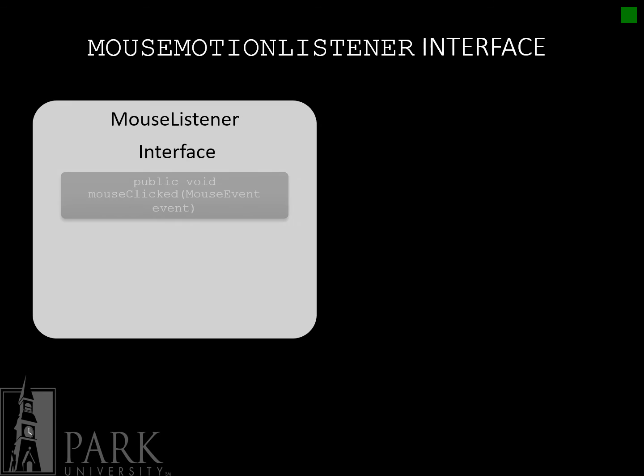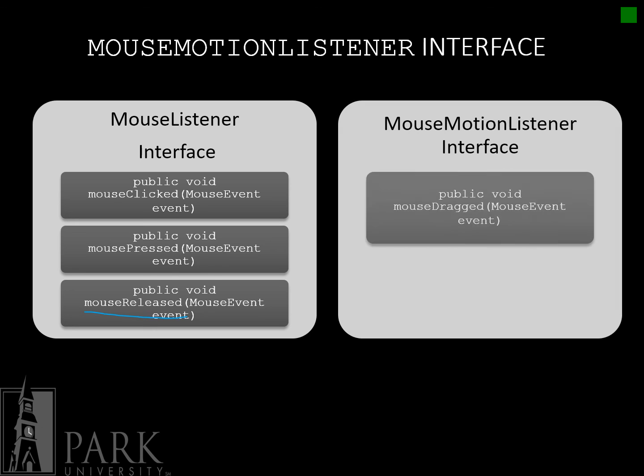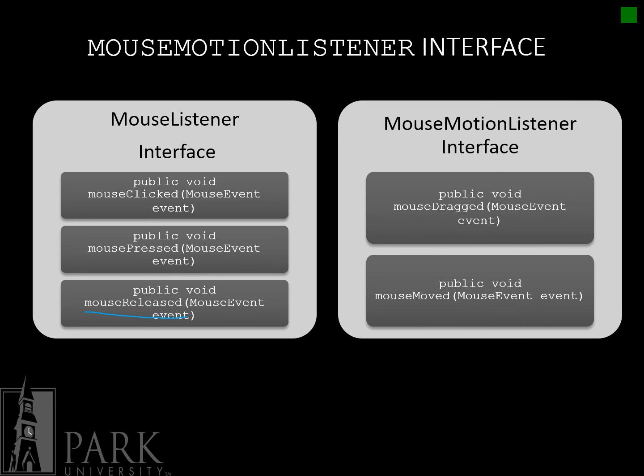Just to reiterate, make sure you pay attention to what methods are specified in what interface. In the mouse listener interface, we have the mouse clicked, pressed, and released events. And in the mouse motion listener interface, we have the mouse dragged and the mouse moved events. So you have to know which interface you're implementing to make sure that you're using the right methods associated with it.